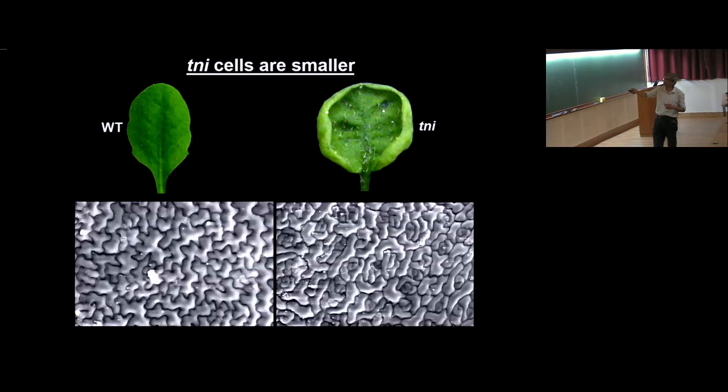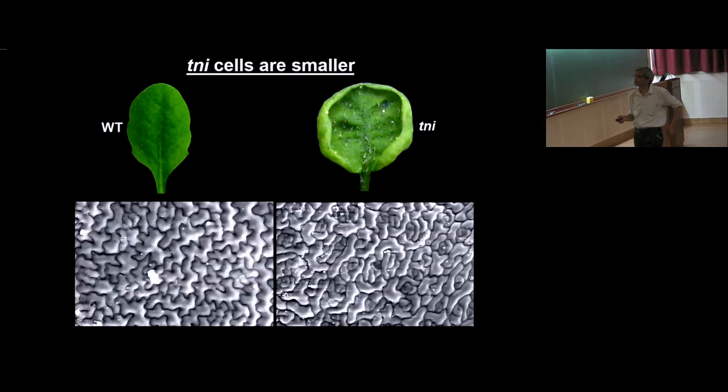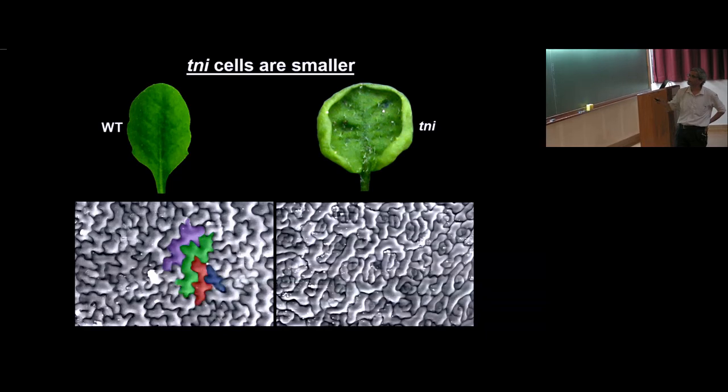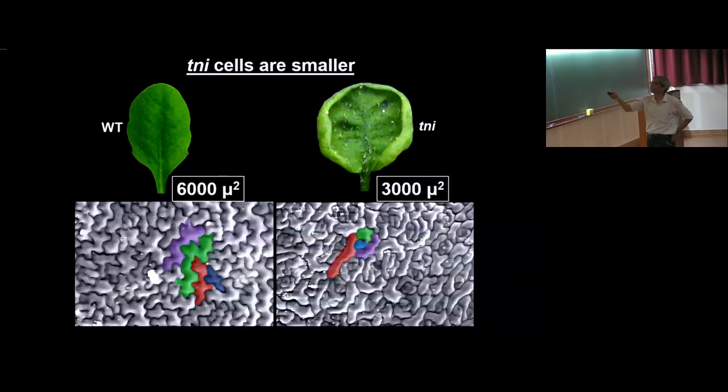Cells look like this in scanning electron micrographs. In a mature wild type, these are the pavement cells, the squiggly, jigsaw shape that Olivier was talking about. And here, of course, the cells are small. If you measure the total leaf area and the average cell size, this leaf is made up of around 15,000 cells, and this leaf is made up of 60,000 cells.